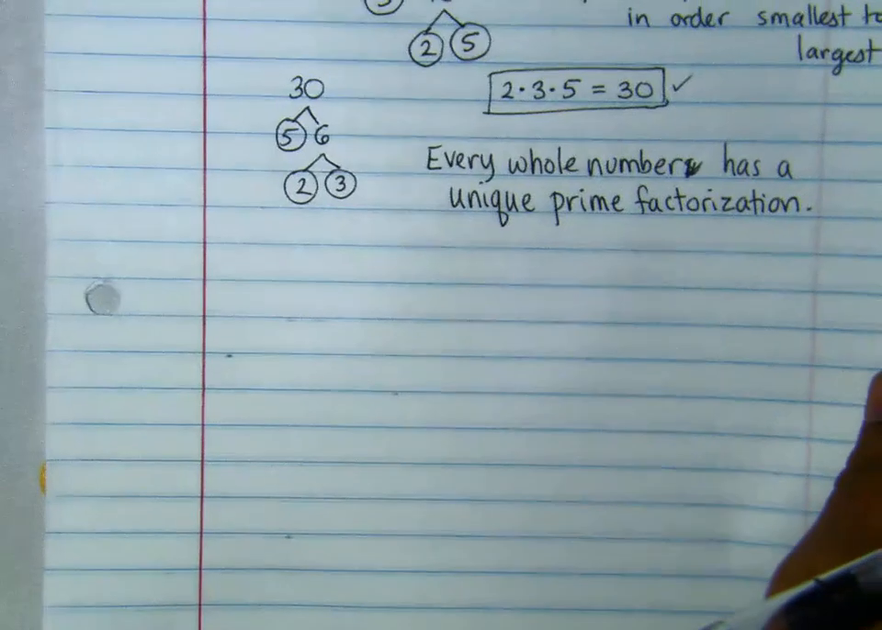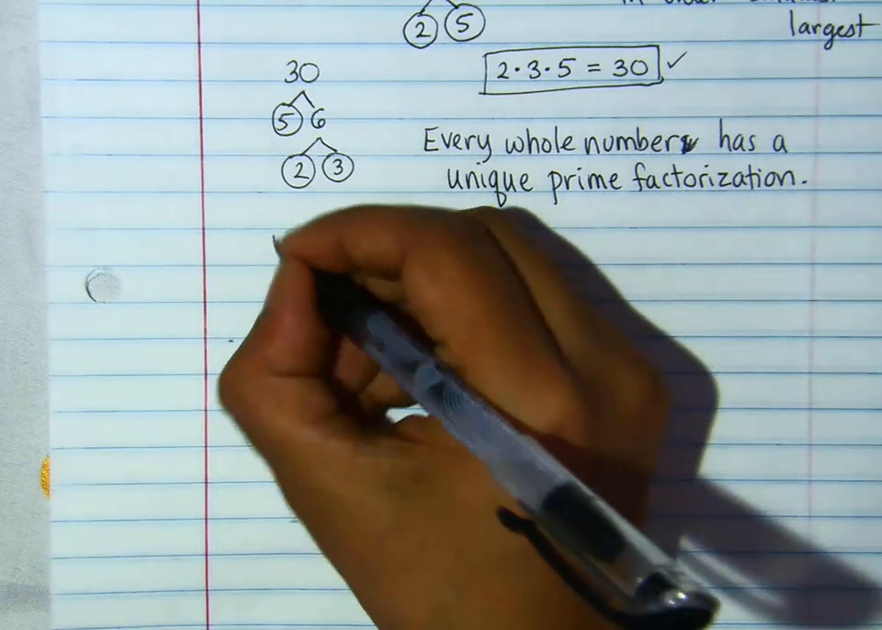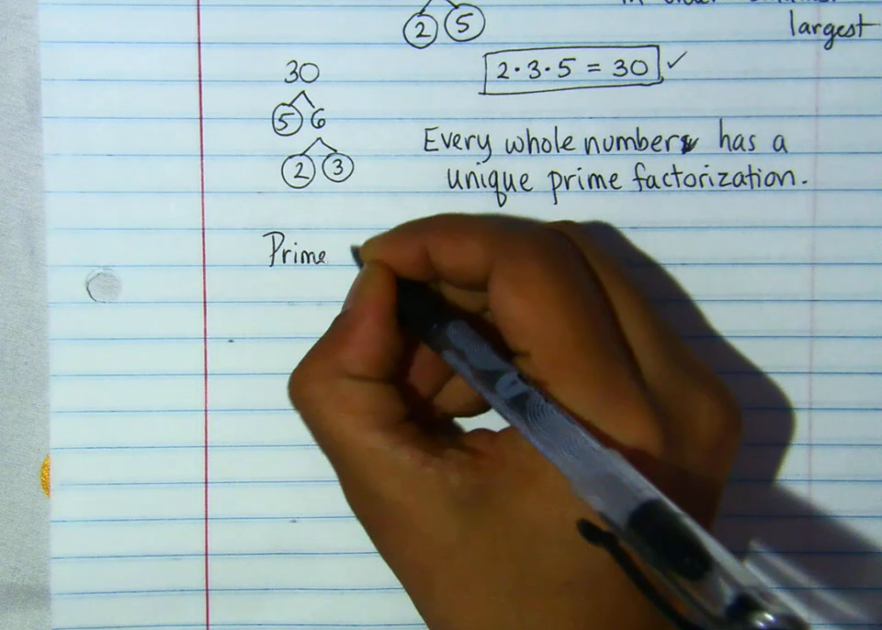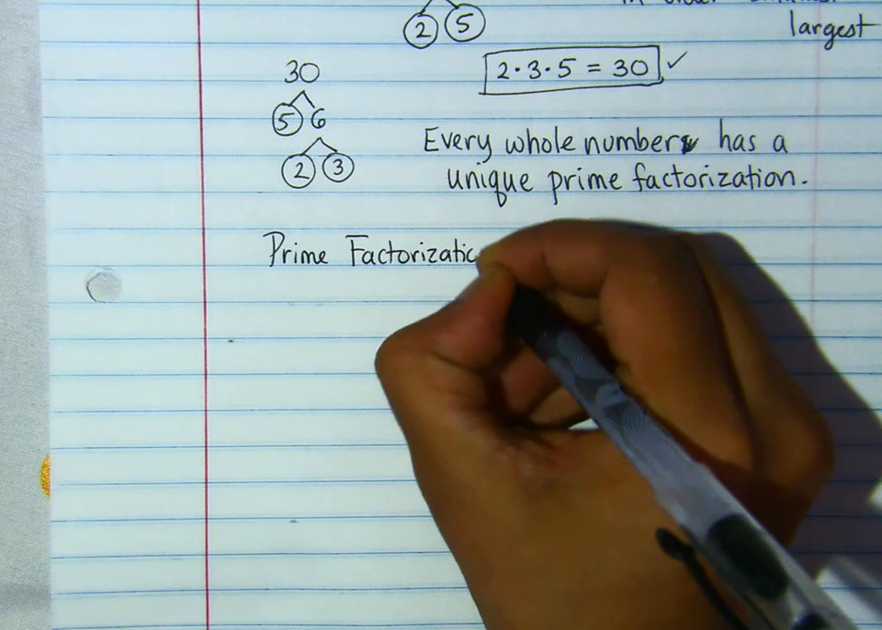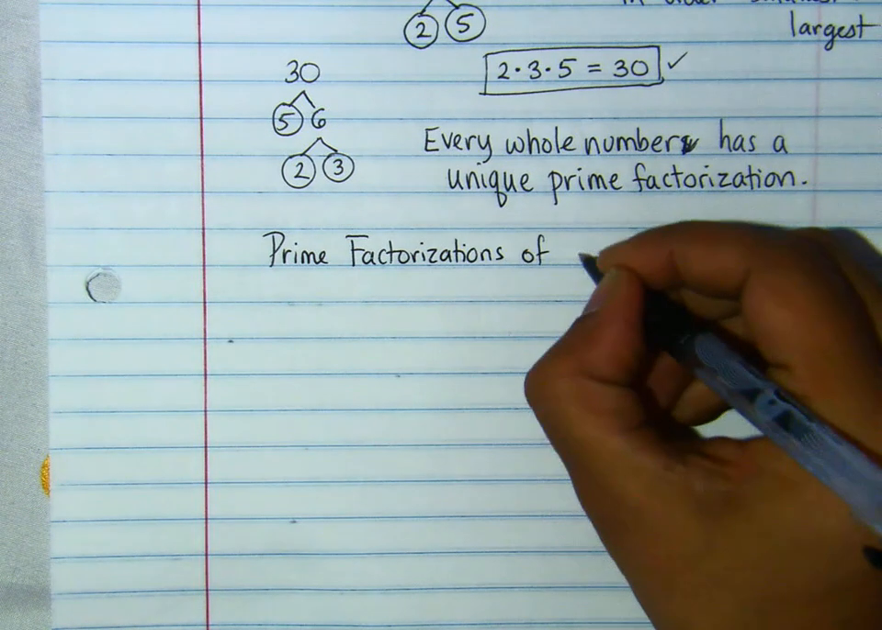So let's look at some examples of this. So prime factorization of common numbers.